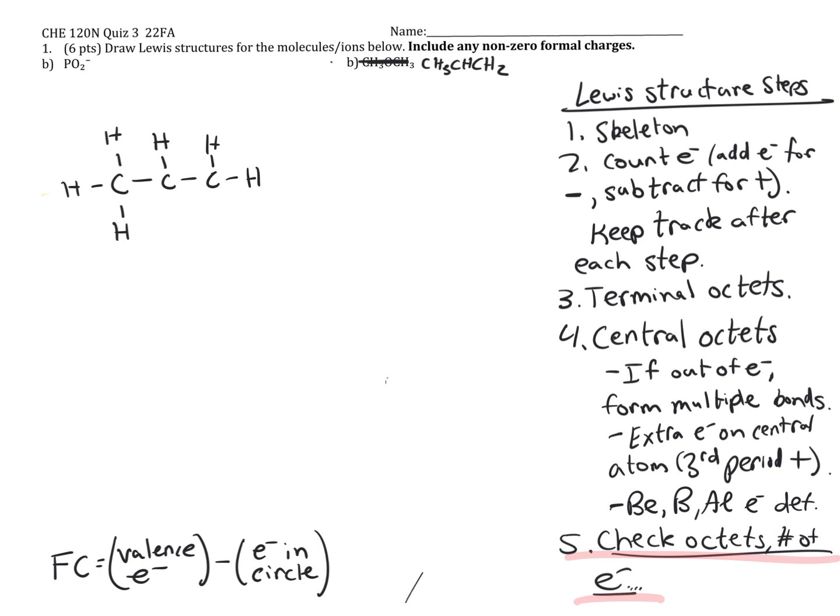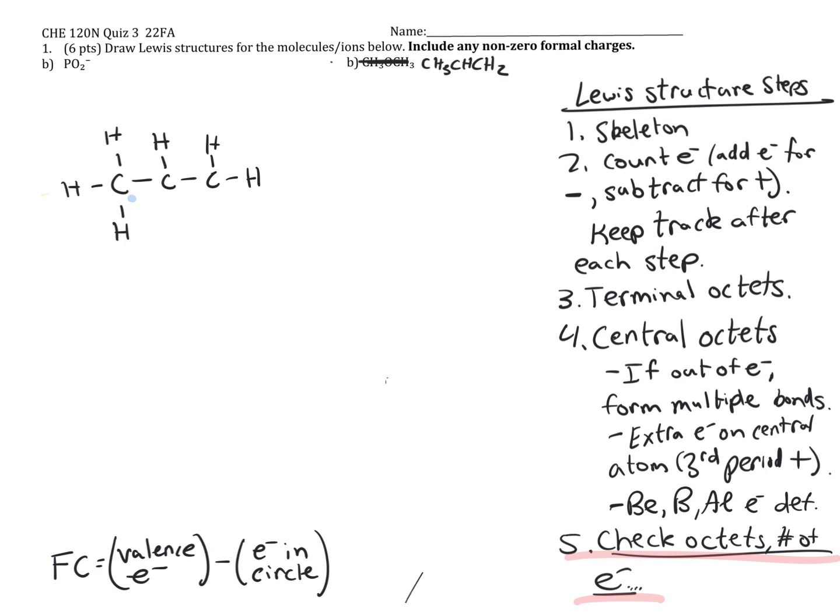For CH₃CHCH₂, we have a skeleton structure that looks like this. We could go through and count all the electrons, but for these organic molecules, we can also just use the fact that each atom, in theory, will have a formal charge of 0 and use that to fill in any missing bonds. In this case, we can see that this carbon over here has its full octet, 8 electrons around it, making 4 bonds.